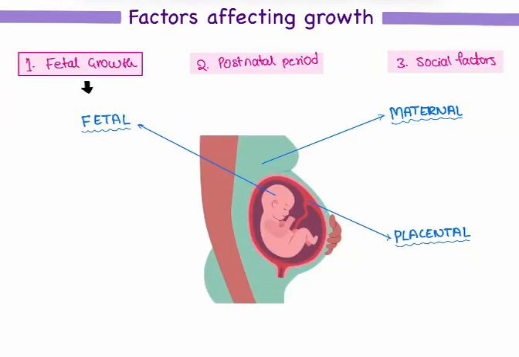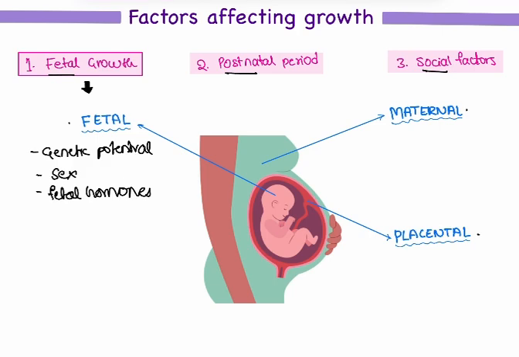Factors affecting growth. The growth is affected by various factors in three different periods. First is fetal growth, then postnatal period, and social factors. In fetal growth, we can remember by three components: fetal, maternal, and placental. The fetal factors are genetic potential, sex, fetal hormones.